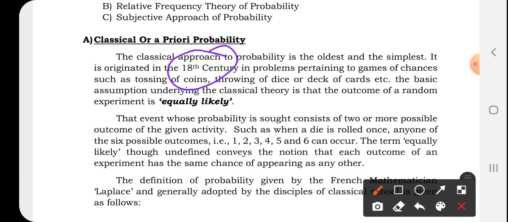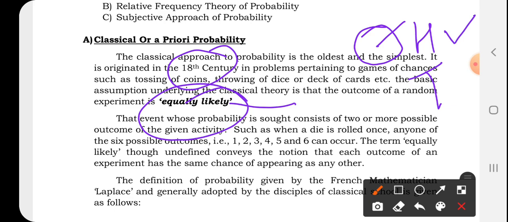The basic assumption of this classical theory is that the outcomes should be equally likely. It means what? While you are tossing a coin, you have two sides, head and tail. Either you will get head or you will get tail. It doesn't mean that when you toss a coin, you have 70% chances of getting head and 30% chances of getting tail. That doesn't happen. When you toss a coin, there is a 50% chance that you can get head or a 50% chance that you can get tail. That is what is known as equally likely. Both sides, or all the sides, have equal chances to appear.